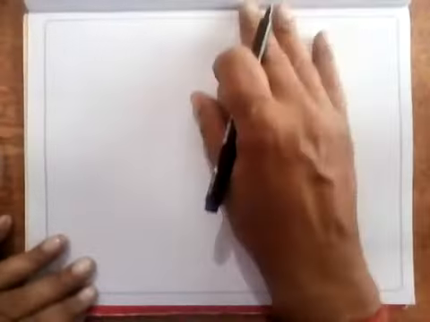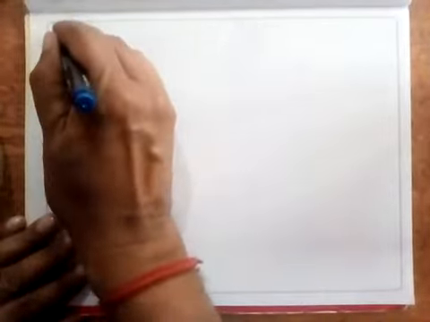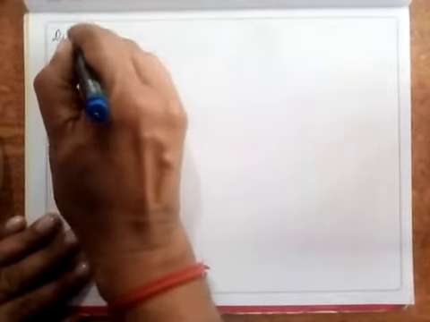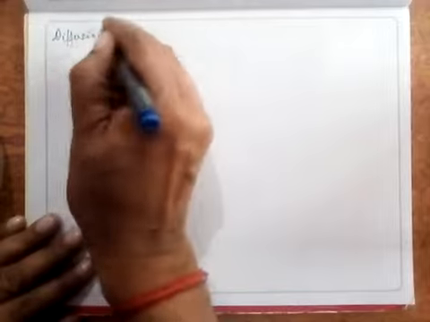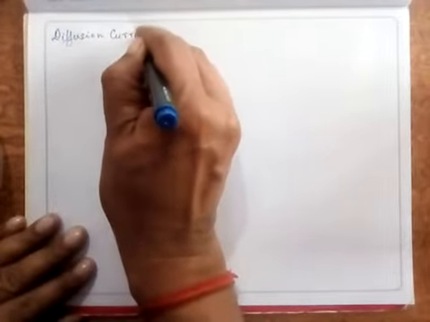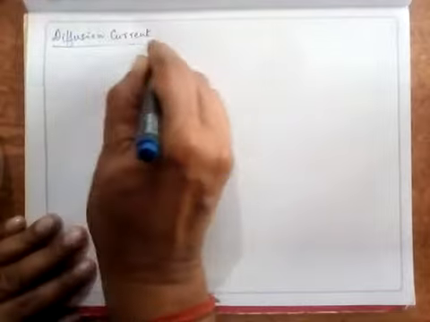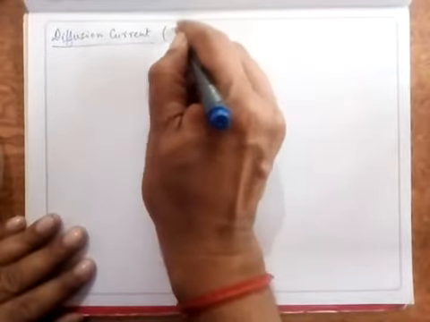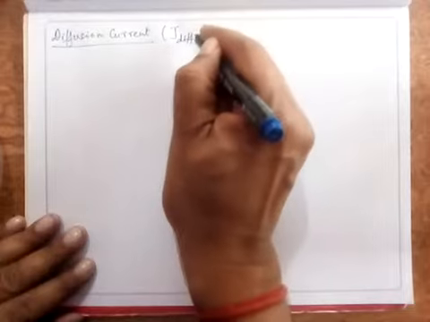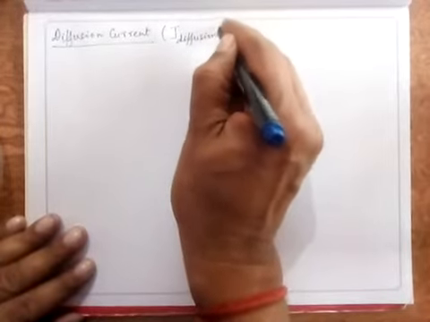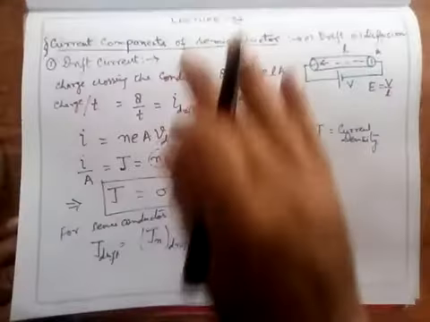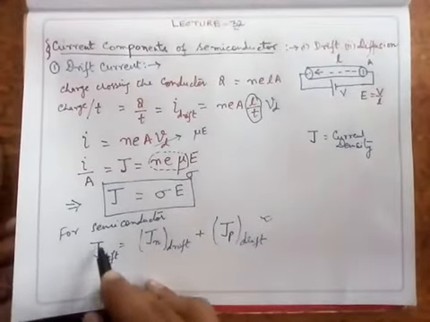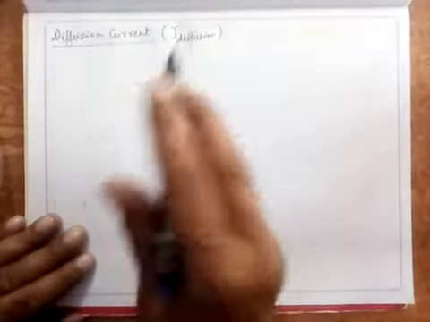Let's come to another point, that is called diffusion current or diffusion current density. I'll denote this simply by J diffusion. That is how I'll differentiate between the drift current and diffusion current. I write here J drift, which is the drift current density, and when I write J diffusion, this is the diffusion current density. Now what do you mean by diffusion current?